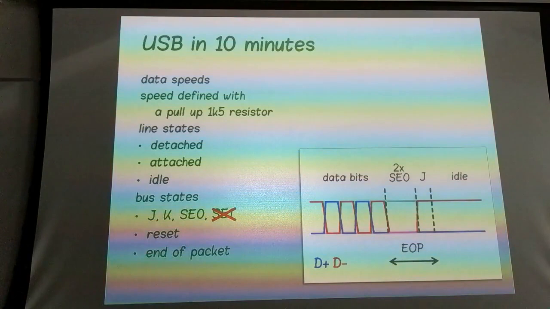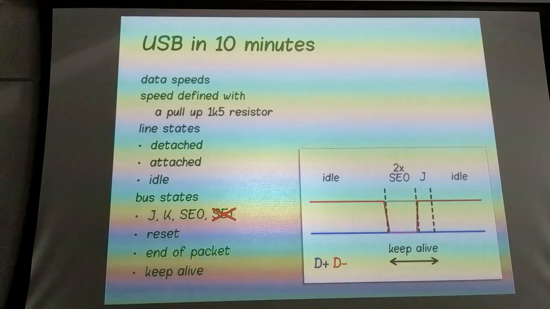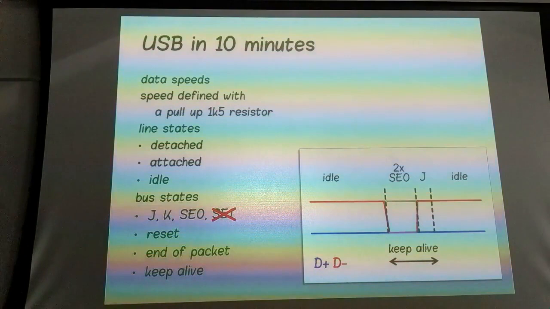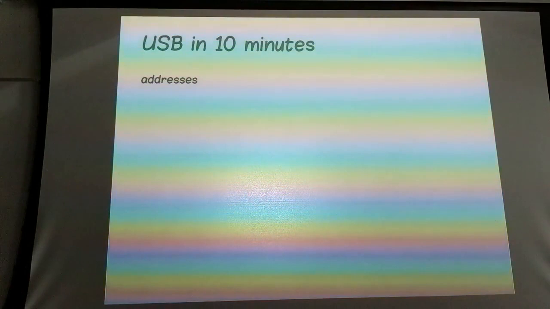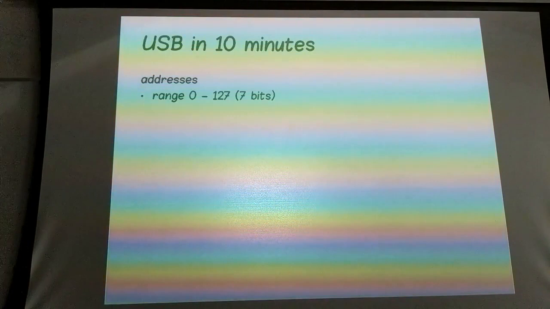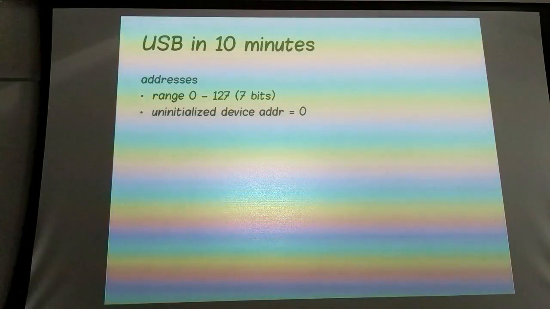The bus is said to be in reset state whenever there is a single-ended 0 during more than 10 milliseconds. To end transmission of bits, the host or device appends single-ended 0 for 2 bit times, followed by 1 bit of J state, and then lets the bus go idle. This signal is called end of packet. When a low-speed host sends the end of packet signal on an otherwise idle bus, we call it a keep alive signal. This signal is used in order to prevent the device from entering suspended state, which happens when the line is idle for more than 3 milliseconds.